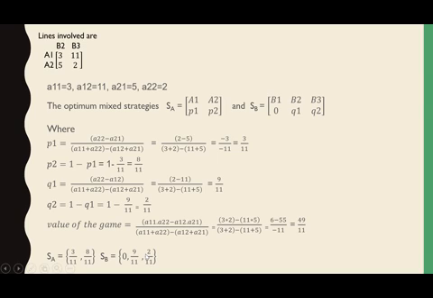So the problem is solved. The goal of the problem was to find out the value of the game and the optimal strategies for player A and player B. We have done both. So the problem is solved. Any doubt with this problem? Right. Shall we move on to the next problem, which will be an M cross 2 game?